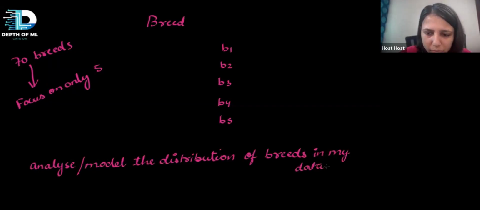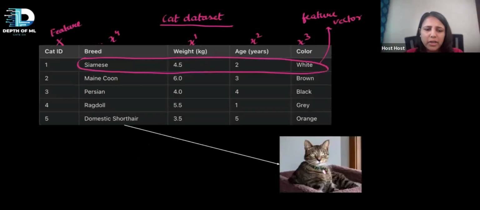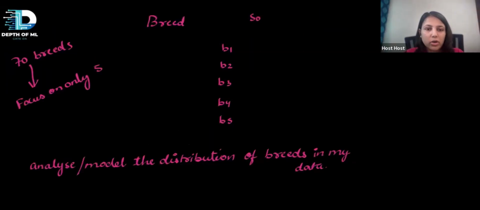See, all the real world data is coming from somewhere, right? And these cat breeds have some inherent distribution. For example, suppose some breed is rare. I don't know which breed is rare. But the domestic short hair, I'm very sure that you have seen this cat. This is a very common cat.